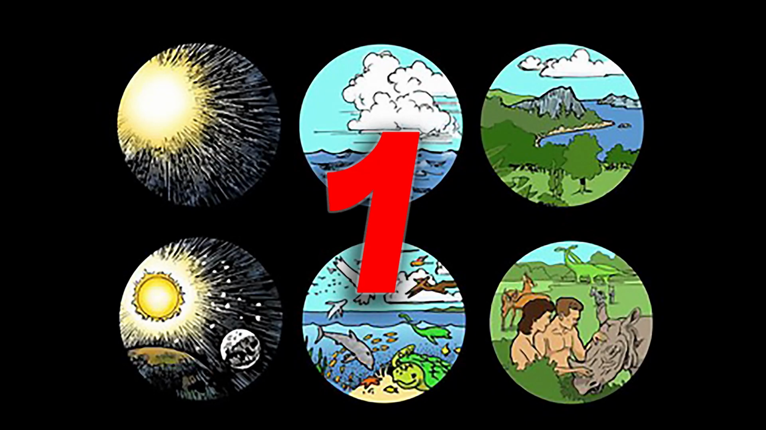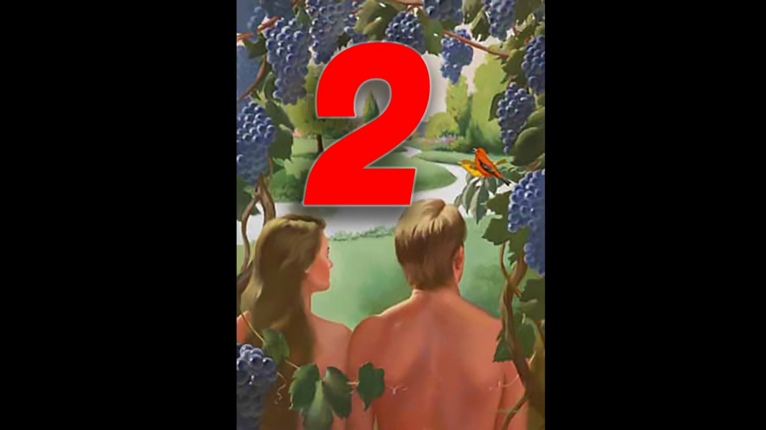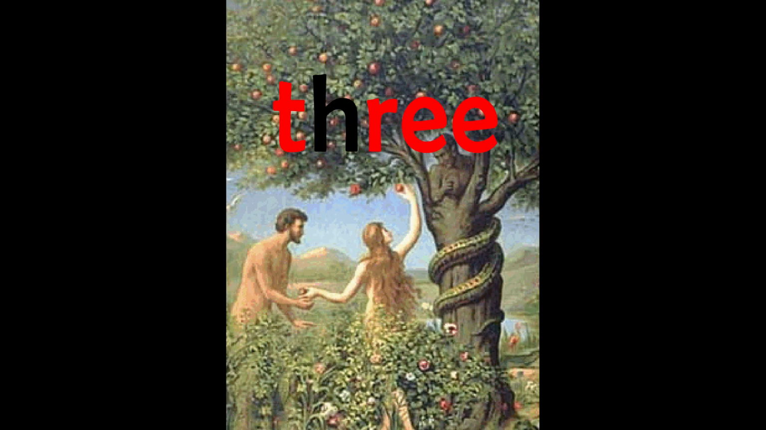The first one is the creation, which is of course the first part. Then number 2, Adam and Eve. This is also pretty self-explanatory. Then 3, where I wrote the word 3 and highlighted the letters TR and the last 2 E. So that's the tree, and the fall of Adam and Eve.